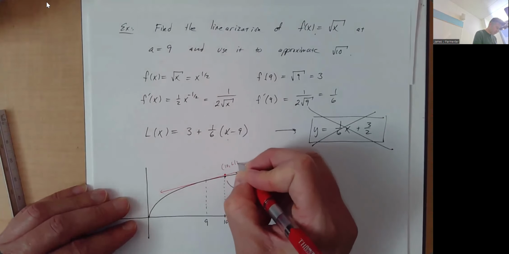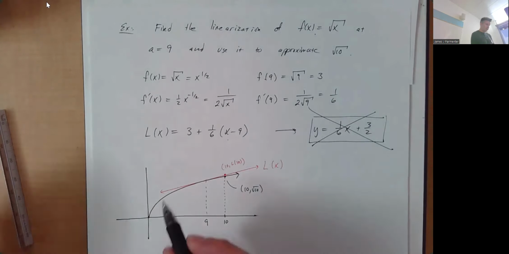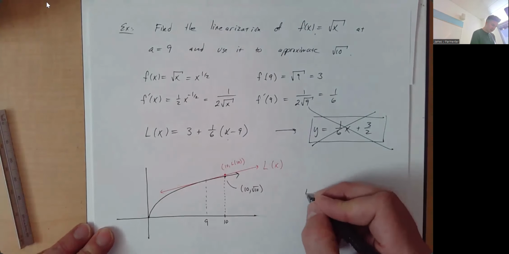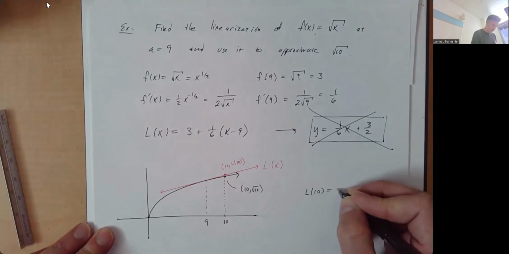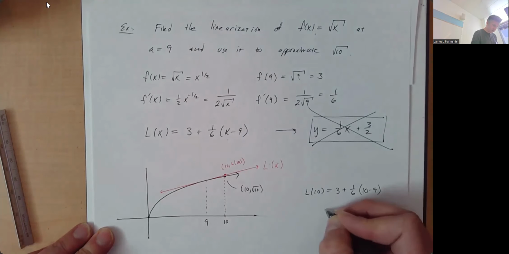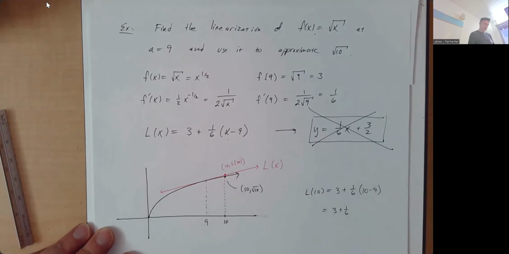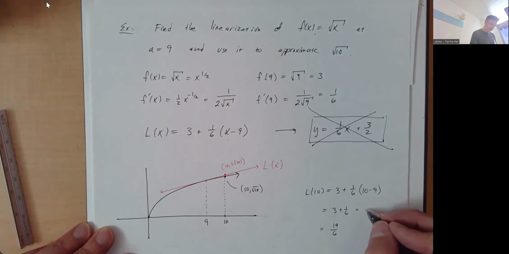Because it's really, really close to the square root of 10, but it's much easier to calculate. If I plug in 10 to my linearization here, L of 10 is just going to be 3 plus 1/6 times 10 minus 9, which is just 3 plus 1/6, which you could leave like that, or you could write it as a mixed fraction, 19/6. But really, I want to write it as a decimal, which is 3.16666 forever.